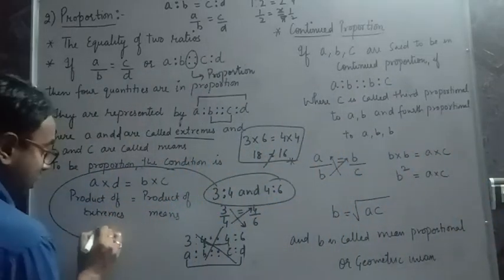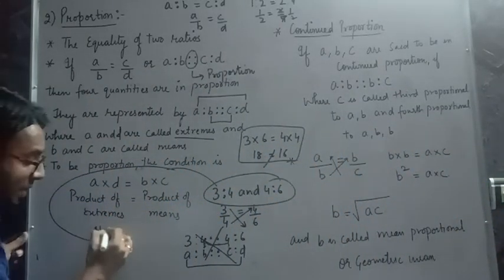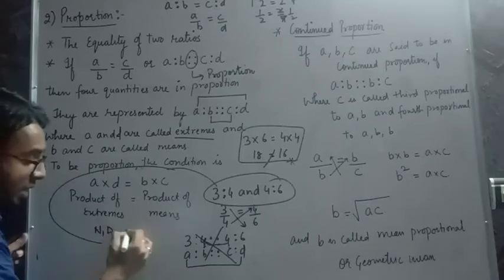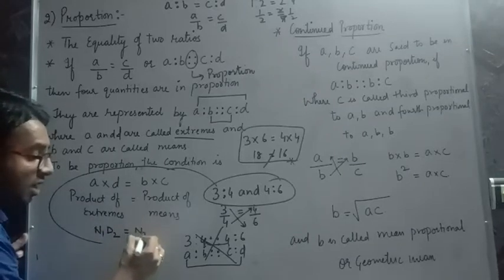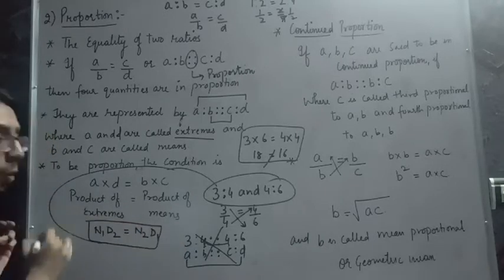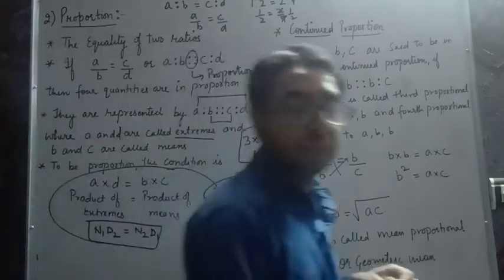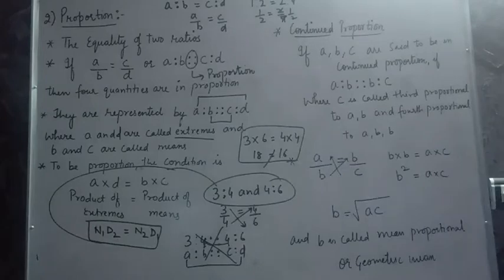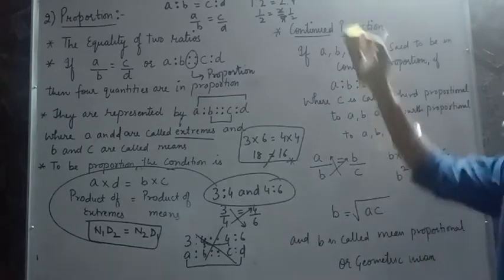The numerator of the first ratio multiplied by the denominator of the second ratio is equal to the numerator of the second ratio multiplied with the denominator of the first ratio. This is how we write cross multiplication. Any doubt anyone is having? So in proportion, this is the very important condition.